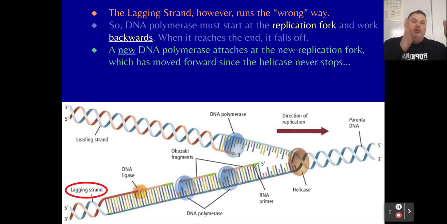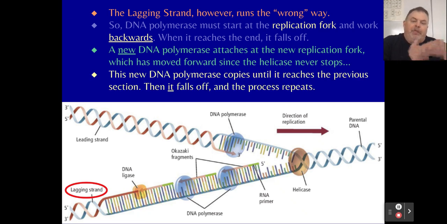And so it just does things in small little pieces. It's not complete like its counterpart on the leading strand. So this new DNA polymerase attaches, moves forward, and again, it just has these small little chunks that it's putting together. It copies until it reaches the previous section, then it falls off, and you can understand it just has some linkages that need to come together in order for it to be complete.